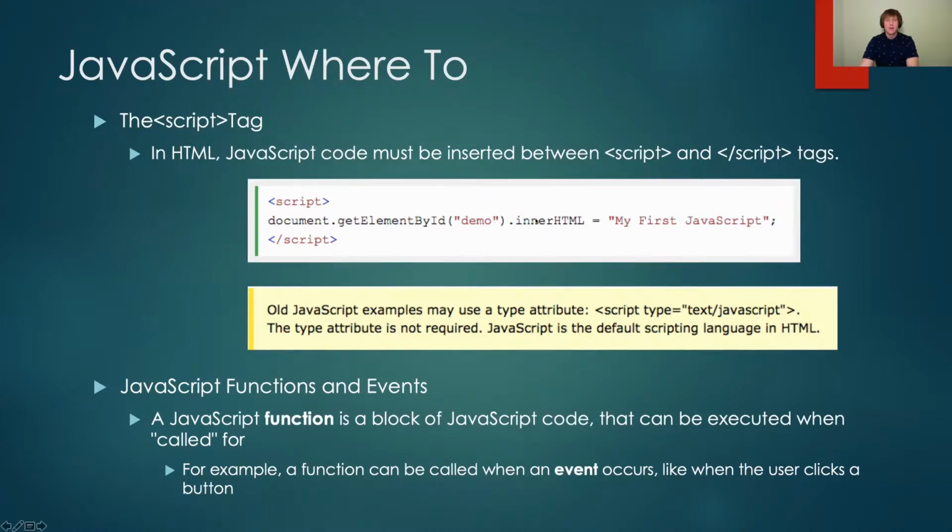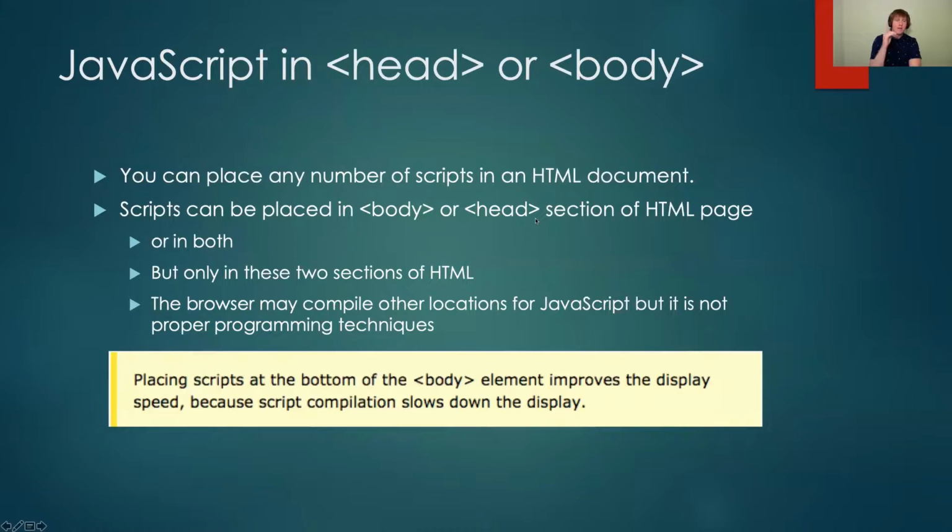We're now going to talk about where the script tag can go. The JavaScript script tag should go in the head or the body. You can place any number of scripts in an HTML document, but the script tag must be placed in the head or the body section of an HTML page or in both, but only in these two sections.